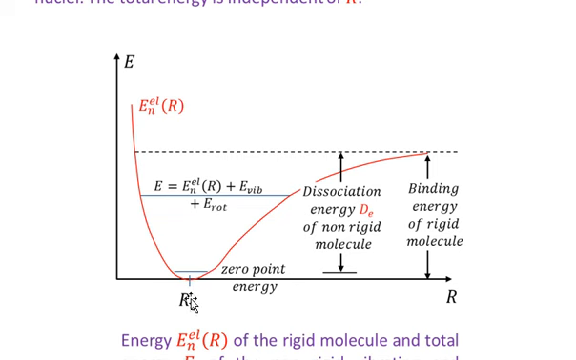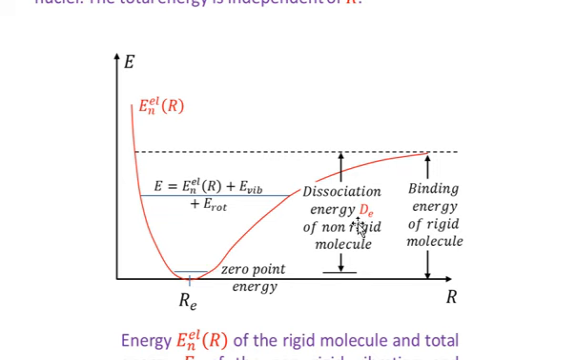And at the bottom of this curve, which is the red curve, you can see that there is a zero point energy. So this is the zero point energy, that is the minimum energy that the molecule will have even at zero absolute temperature.